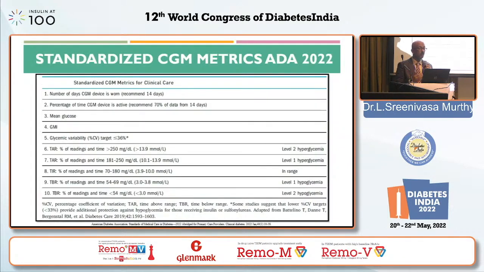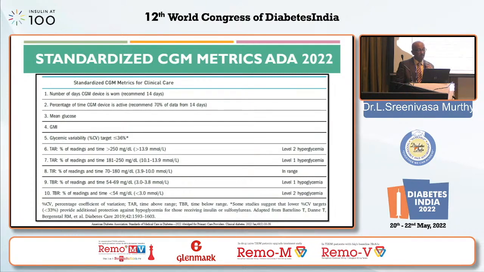And above and below are values above 180 and below 70. Again, there are classifications you can see there. The TAR, time above range, is the percentage of readings and time spent above 250. That's called level 2 hyperglycemia. Between 181 and 250, it's called level 1 hyperglycemia. And as I said, 70 to 180 is in range. Below 70, 54 to 69 is level 1 hypoglycemia, and 54 and below is level 2 hypoglycemia. And that's what we do in most of the clinical trials when a CGM is involved.